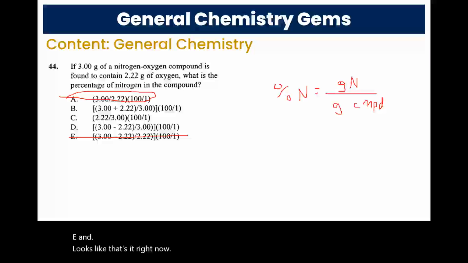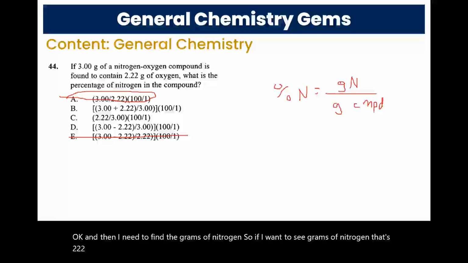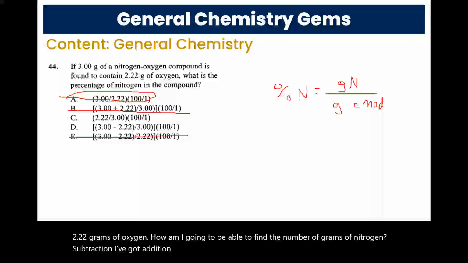Okay. And then I need to find the grams of nitrogen. So if I want to see grams of nitrogen, that's 2.22 grams of oxygen. How am I going to be able to find the number of grams of nitrogen? Subtraction. I've got addition, nope. I've got using oxygen, definitely nope. So my answer is D.